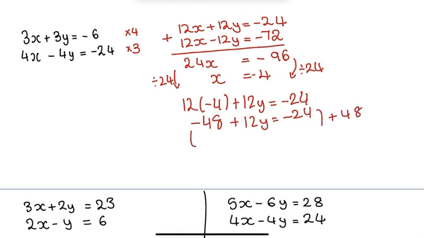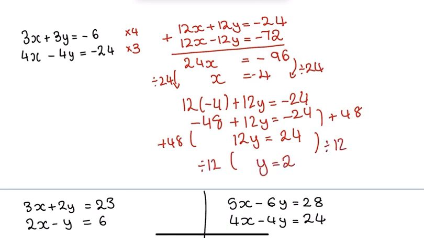Remembering the opposite of minus 48 is to add 48. So we're actually adding it to both sides here. And then getting rid of that 12 by dividing both sides by 12 leaves me with y equals 2. Therefore, our answers are x equals minus 4 and y equals 2.